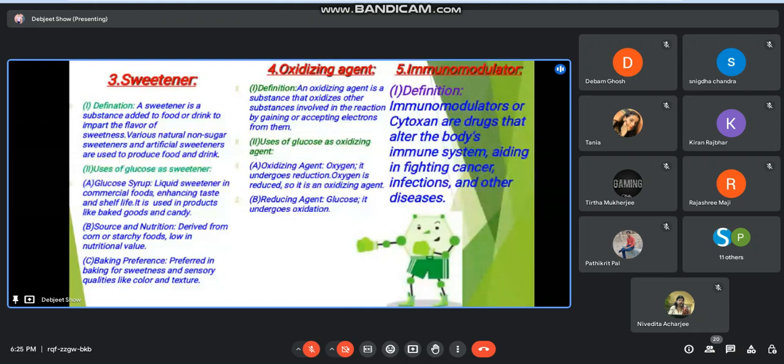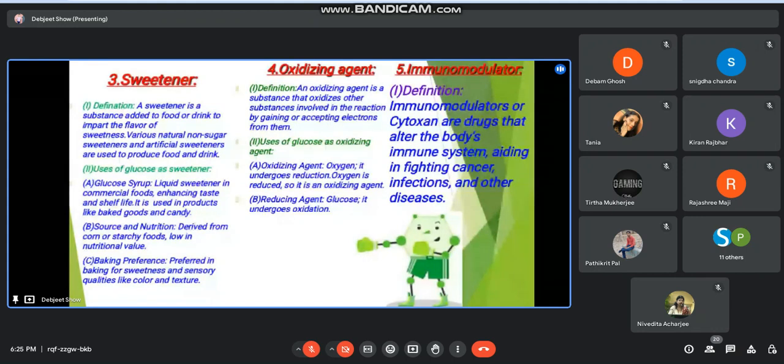Next, oxidizing agent. What is oxidizing agent? An oxidizing agent is a substance that oxidizes other substances involved in the reaction by gaining or accepting electrons from them. What are the uses of glucose as oxidizing agent? Oxygen undergoes reduction. Oxygen is reduced, so it is an oxidizing agent. Glucose undergoes oxidation.